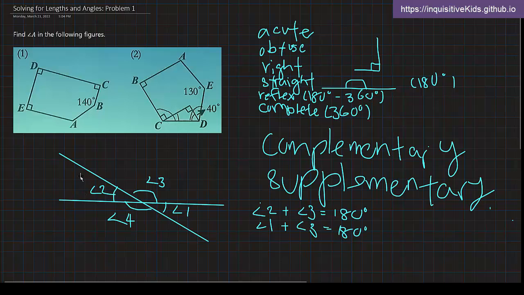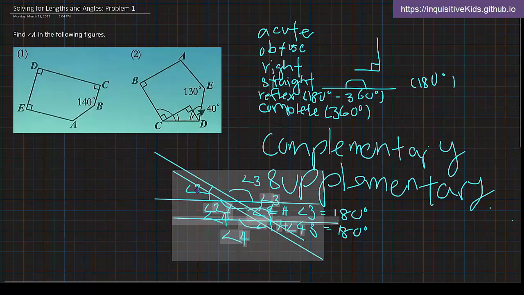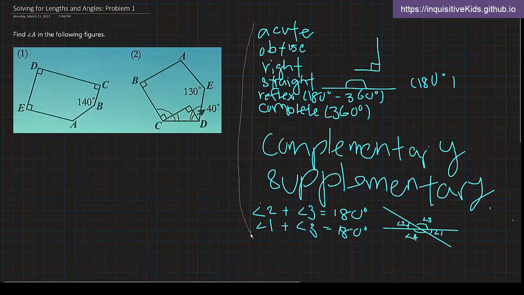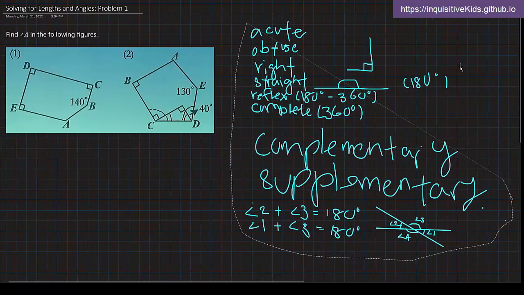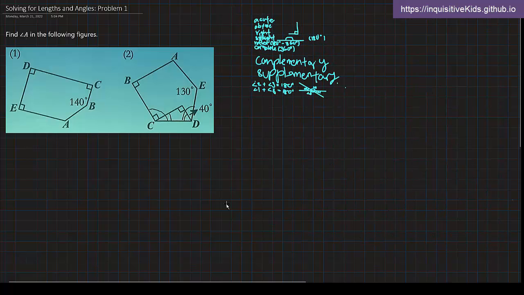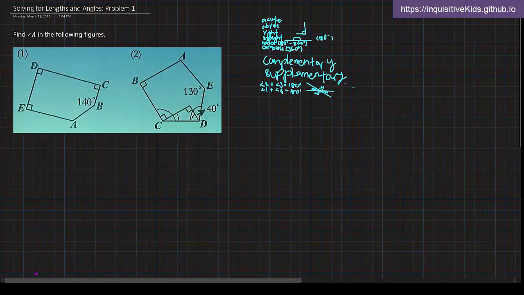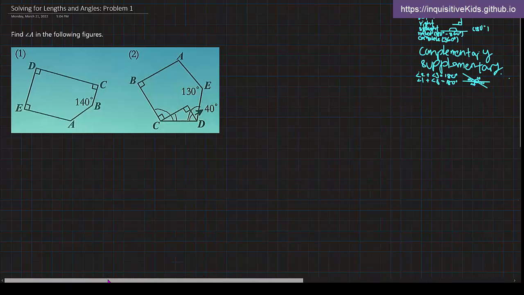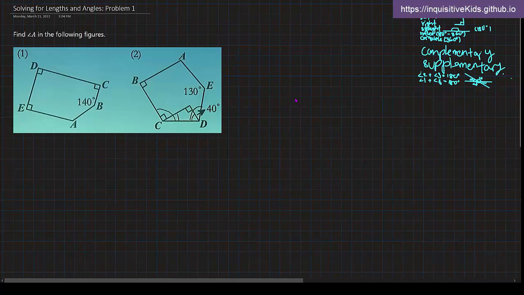Okay? So I'm going to just make this smaller. So kind of review what we just talked about there. The different types of angles, and complementary, supplementary, we also have opposite angles. Remember, they're only opposite angles when they equal each other.